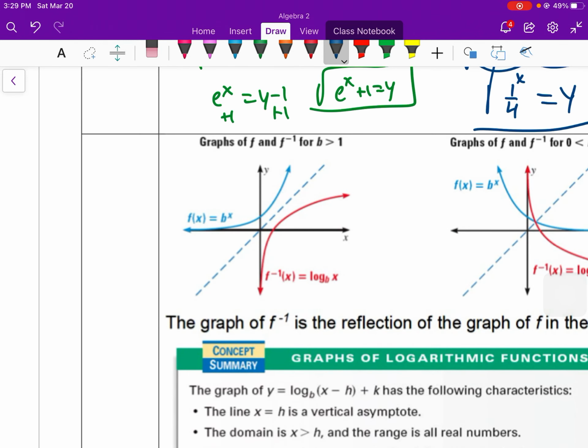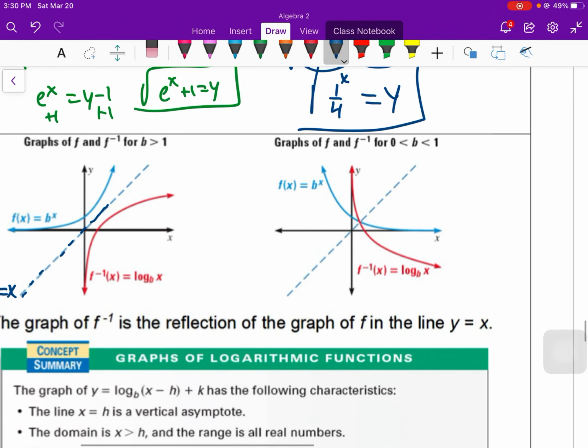Graph of f and f inverse for b greater than 1. So this function right here, this is what we did at the beginning of the unit. This is an exponential function, b to the power of x. The inverse reflects across the y equals x line. That's what this line is, and that's what we learned about inverse relations. You can see that it's symmetric over that line, and this is the inverse function of f of x, which is the logarithmic function.